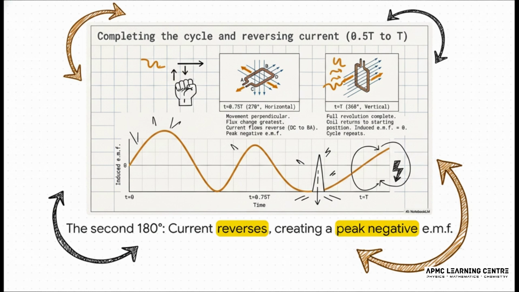So as the coil passes through 270 degrees, it hits a peak voltage all over again, but this time it's in the negative direction. Finally, at 360 degrees, it's right back where it started, vertical, 0 voltage, and ready to start the whole cycle over again.